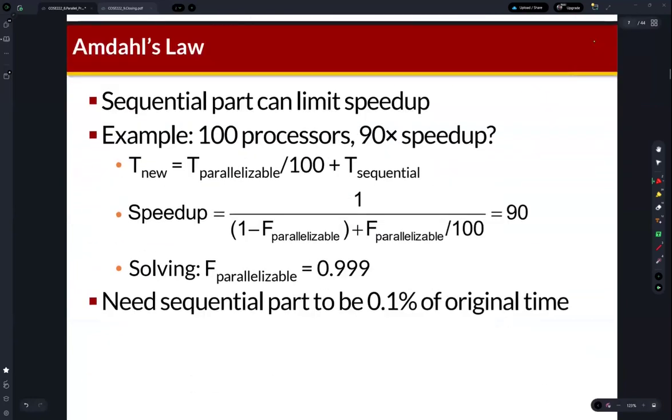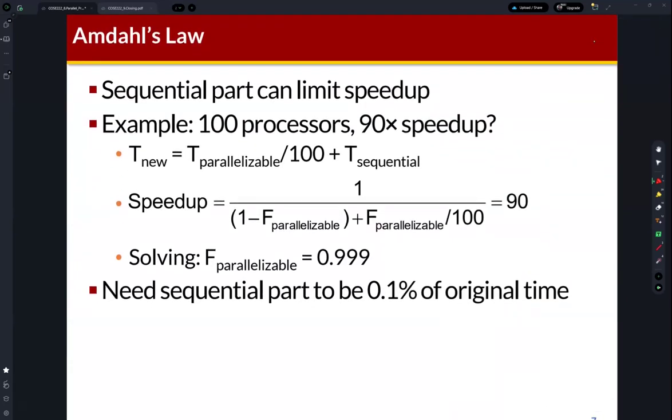Okay, then let's learn about Amdahl's law. Amdahl's law explains the peak performance of parallel processors or parallel architecture. Also, Amdahl's law explains the sequential part. The sequential part of an application can limit the speed up of parallel processors. So this is Amdahl's law. So let's see the example.